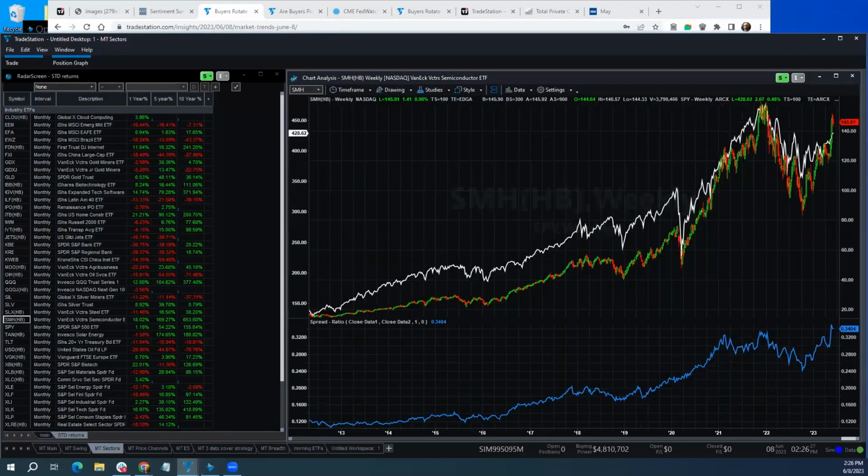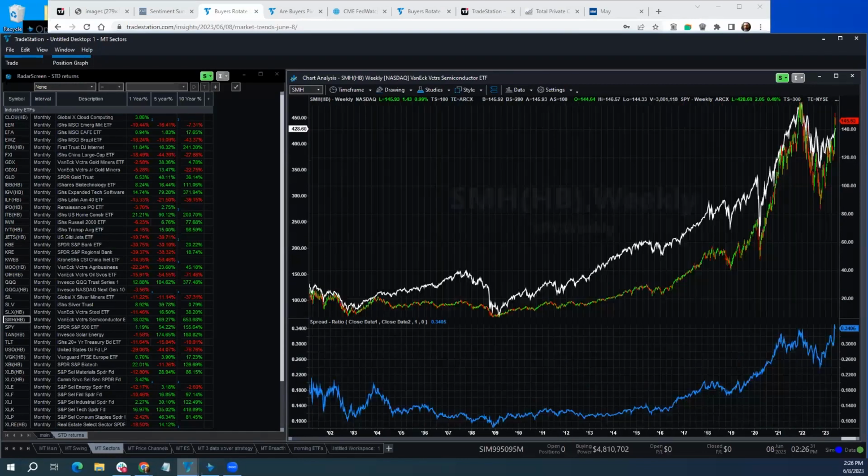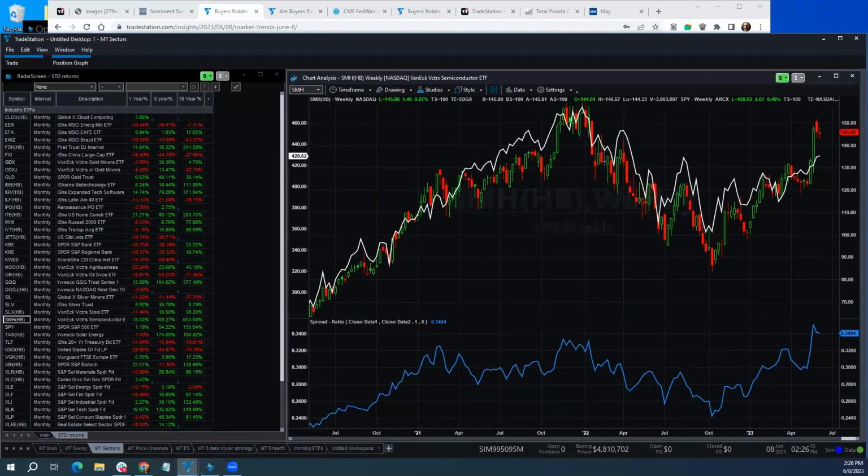What's interesting to me is that this kind of shows that when we look. What this shows is this is the SMH, it's not the SOX, but it does show you the ratio of the SMH against the SPY, and it shows you that in many ways the semiconductors are, as a ratio against the broader market, you could say overvalued. That's just purely on ratio. It's assuming there is mean reversion.